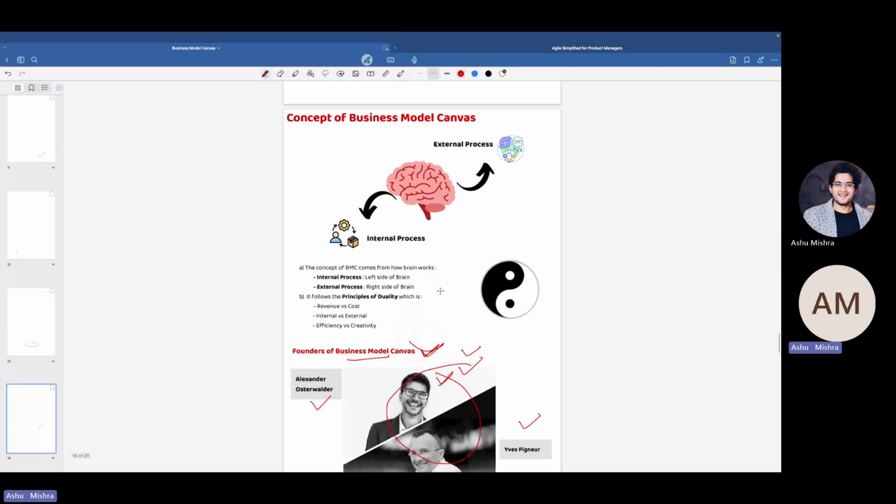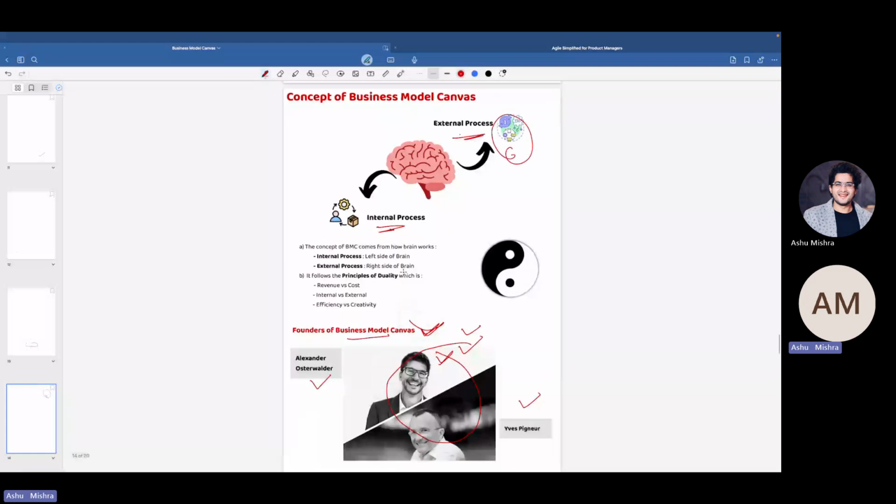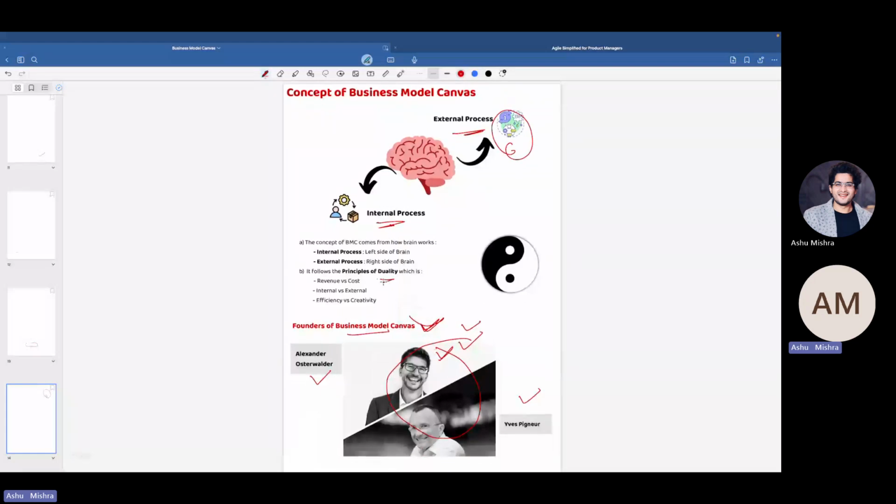Now, what is the concept of the business model canvas? It is a very beautiful concept, guys, and works on how our brain works, right? So Alexander and Yves describe this as a brain, right? On the left hand side, there are internal processes, all left side of our brain, right? And on the right hand side, there are external processes, or the right side of the brain. Now, this business model is working on the principle of duality, guys. Now, if you see, this is the Chinese symbol of yin and yang.